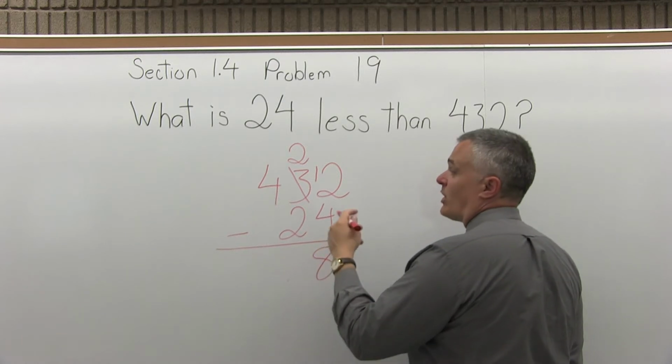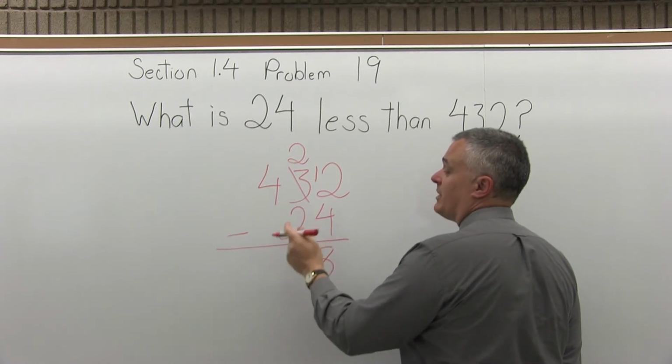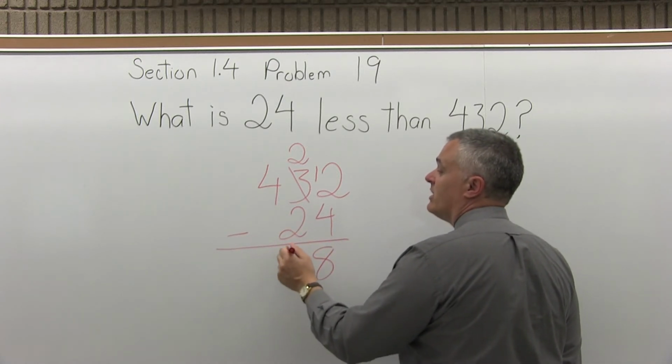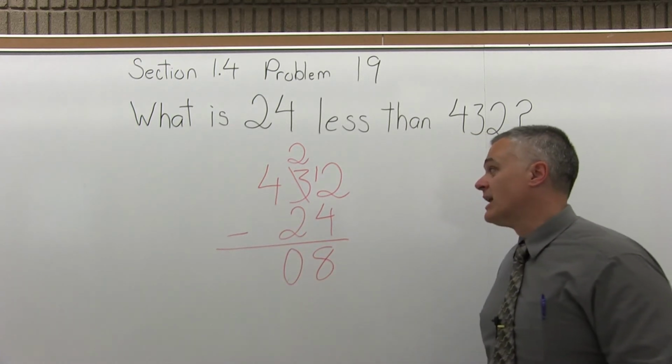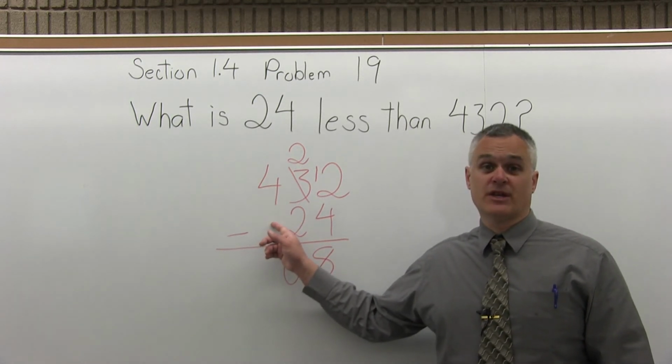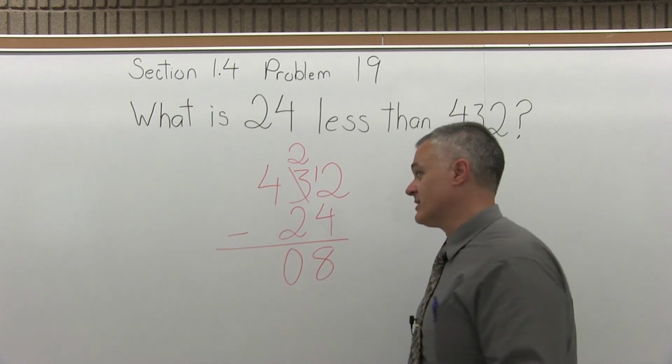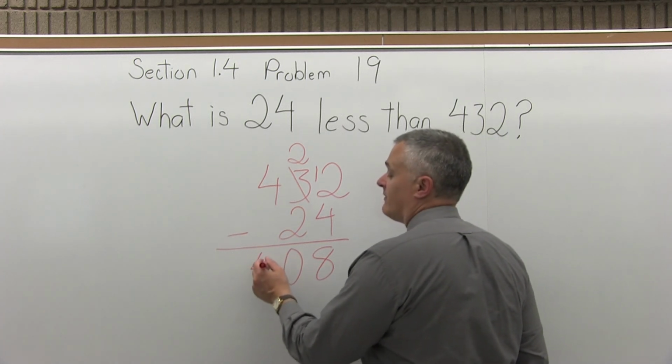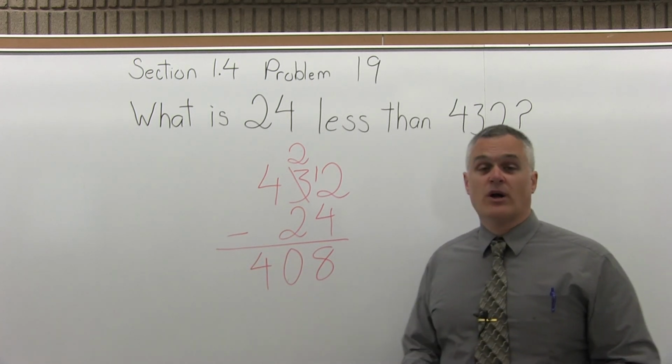And then I move over one column of digits to the left, and I have 2 minus 2, which is 0. And then the next column to the left, I have 4 minus nothing beneath it. So 4 minus nothing is just 4. And the final answer is 408.